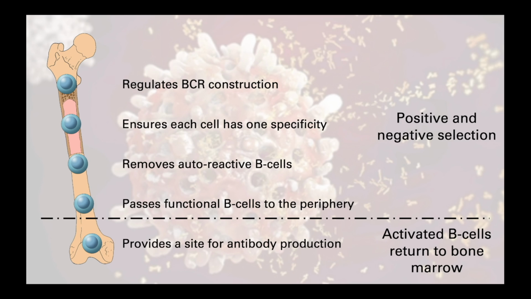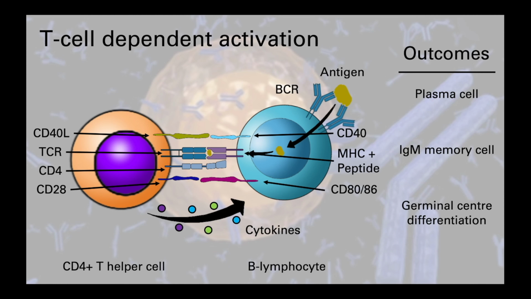The bone marrow also provides a site for antibody production, because it's important to know that although B cells cannot become activated in the bone marrow, this happens in the lymphoid organs. Once a B cell has become activated, it may return to the bone marrow niche as a plasma cell secreting antibodies. The primary way that B cells become activated is through a T cell dependent route.